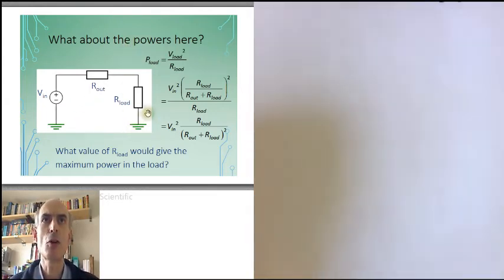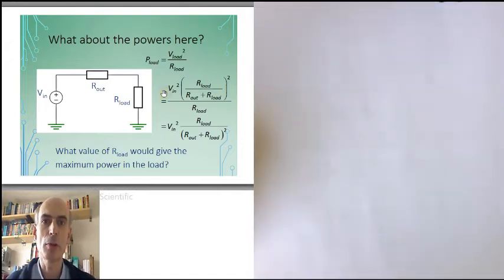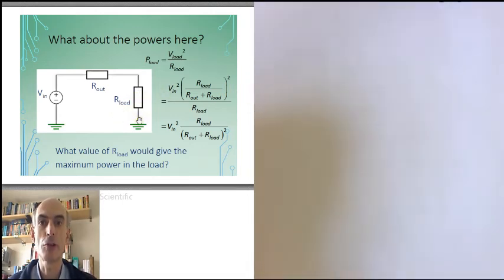The question is, what value of R load should you choose in order to maximize the power being dissipated in the load? And if the load wasn't just a resistor, but was, for example, a light bulb or a pump or something doing useful work, then this is a very useful result to have. You're getting the maximum amount of work out of your source here.